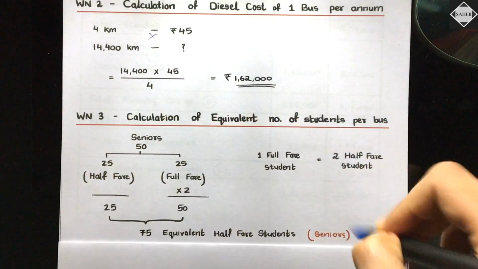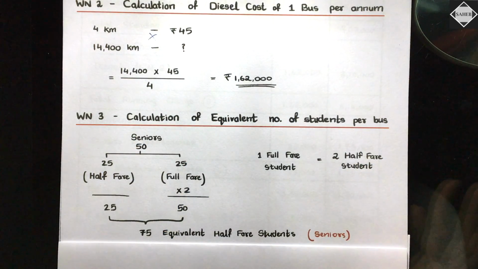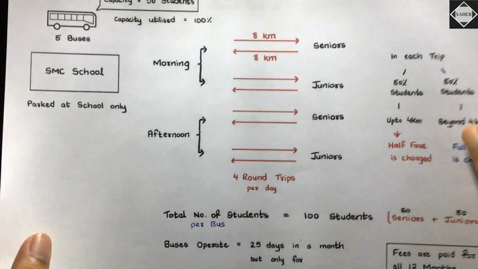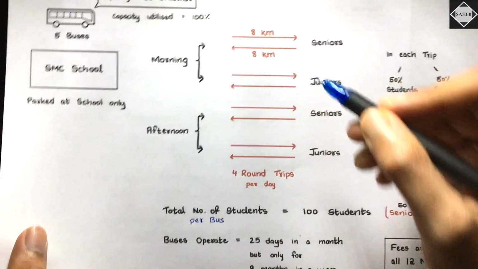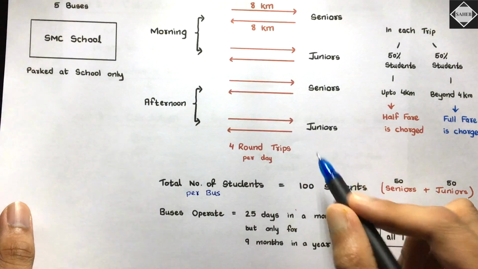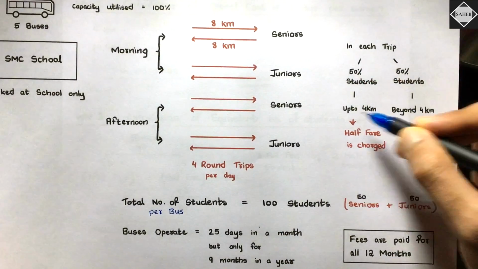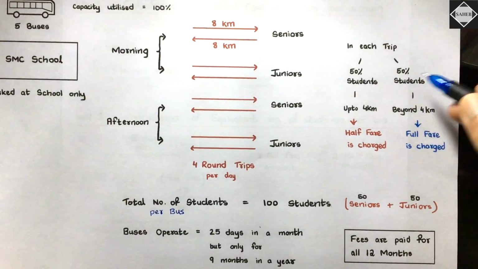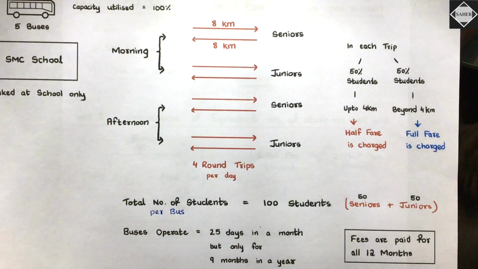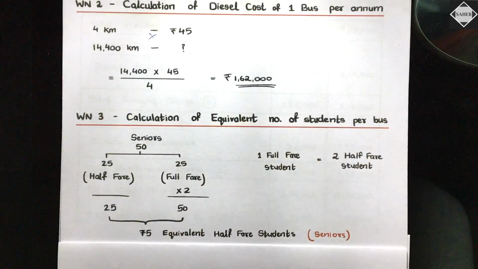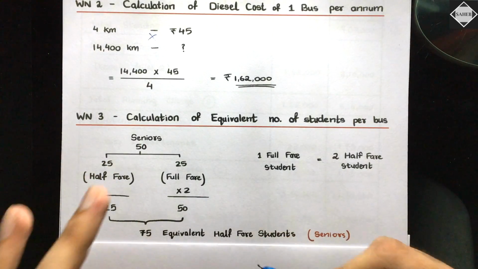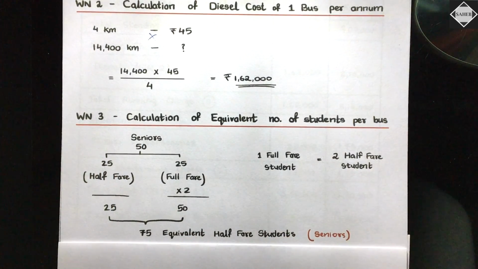The same thing has to be done for juniors also. Juniors also 50 are there. In the morning we are picking them up, and in the afternoon we are dropping them. In those trips, 50% of juniors are half fare students and 50% are full fare students, right? So the same calculation, the same answer will come: 75 equivalent half fare students, juniors.